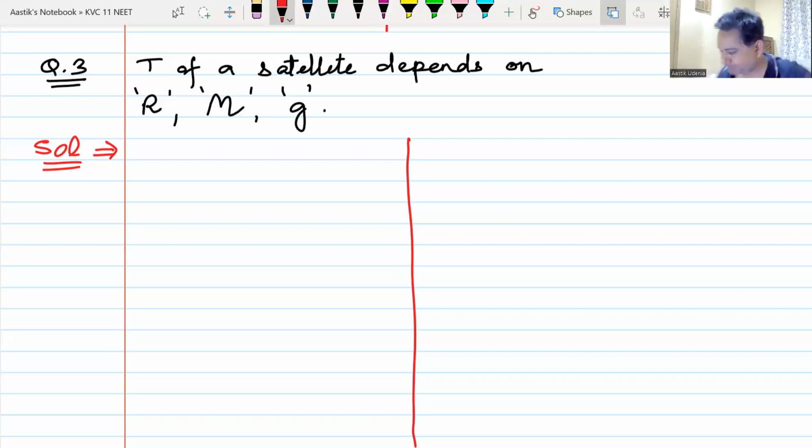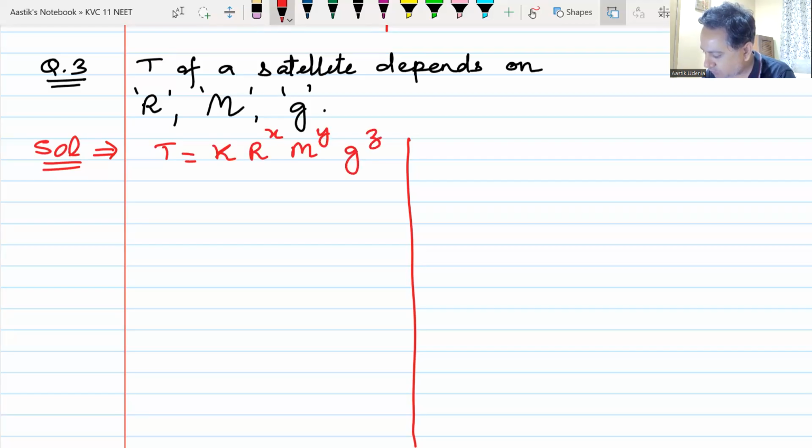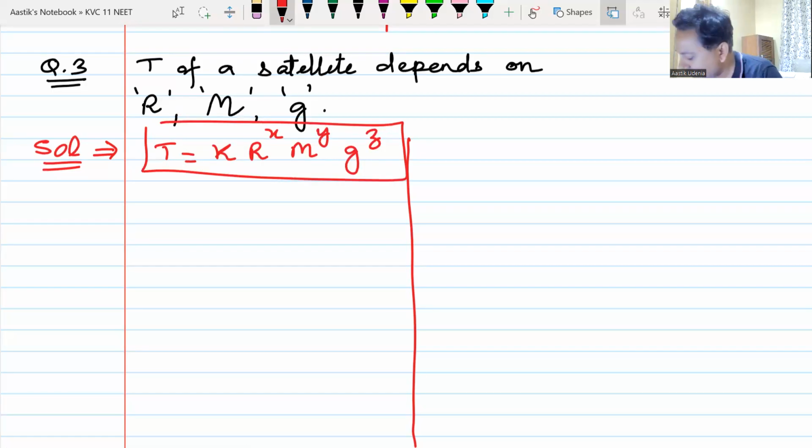Time's up. And the auto mode starts. So how do I write it? I write it in simple things. T is equal to K R raised to the power of X, M mass raised to the power of Y, G raised to the power of Z. That is the equation that I am going to find out. I cannot get the value of K, but let us not worry about K.